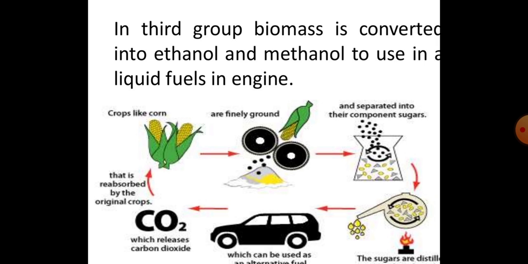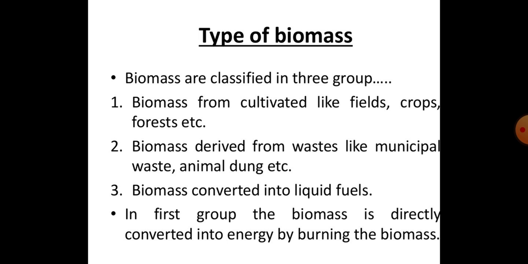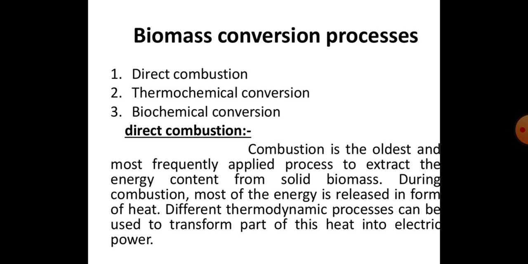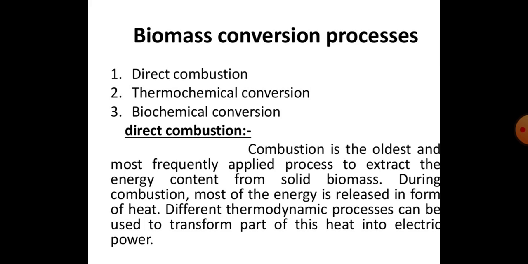So we have discussed three groups. Which were the three groups? First was biomass from cultivated fields, crops. The second was from cow dung, animal dung, and the third is converted into liquid fuels. So these are the three types of biomass. Now we are going to see various types of biomass conversion processes, the processes through which we can convert our biomass into useful fuel. There are a total of three types of conversion process which we can use.